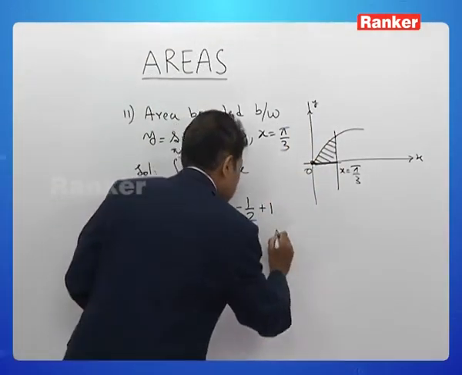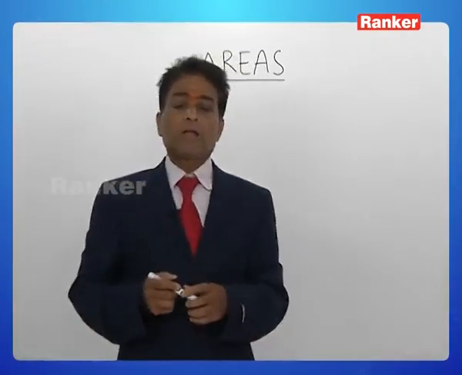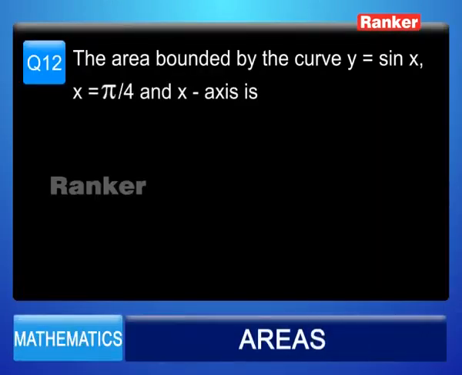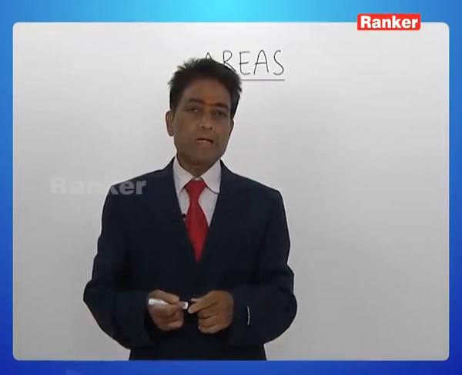So what is the right answer? Answer is B. The second option is the right answer. Question number 12. The area bounded between the curve y is equal to sin x, x is equal to pi by 4 and the x axis. So four options are given as usual. A is root 2 plus 1 by root 2, B is root 2 minus 1 by root 2, C is root 2 minus 1 by root 3 and D is root 3 minus 1 by root 2. Let us see what is the right answer.